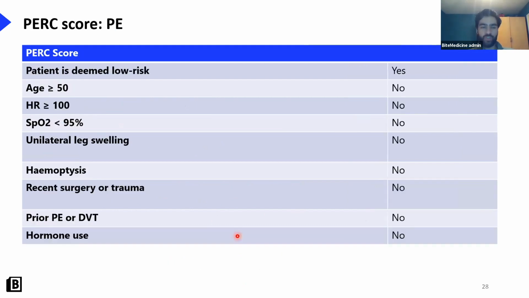Let me throw in another score for you. I'll throw in 2 for the price of 1. The PERC score. This is actually really, really useful, and it's super useful in A&E. It stands for the PE rule out criteria score. If all of these criteria are fulfilled, the PERC score is 0. If the PERC score is 0, there's less than 2% chance of a PE. If there is less than 2% chance of a PE, you do not need to do a D-dimer, you do not need to do a CTPA, you just send the patient home, and that is the end of the story.